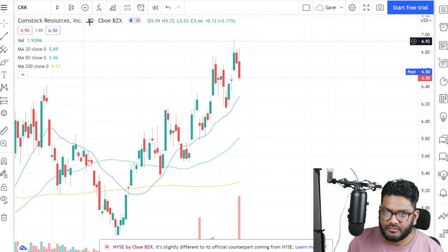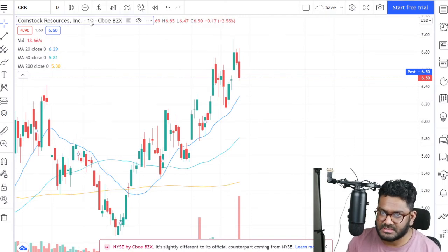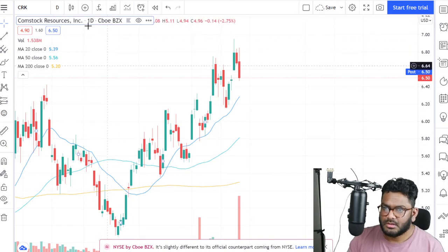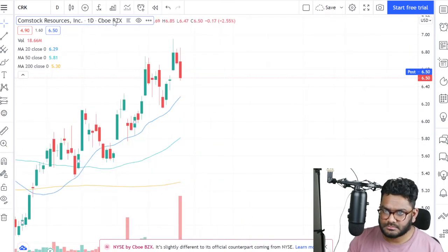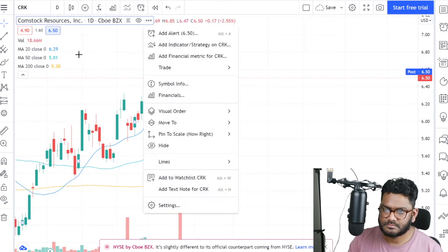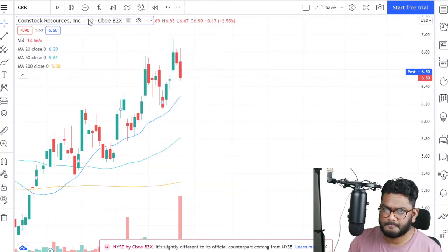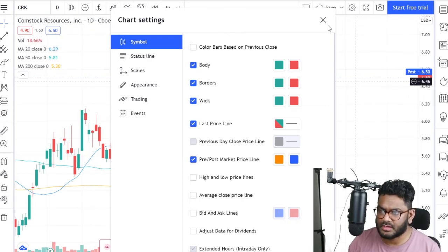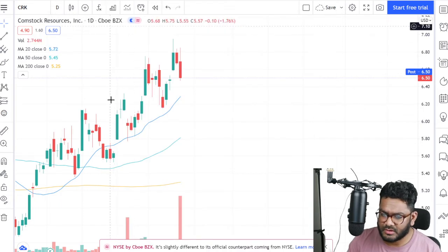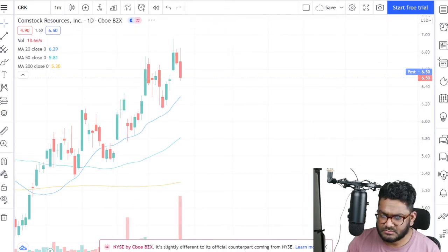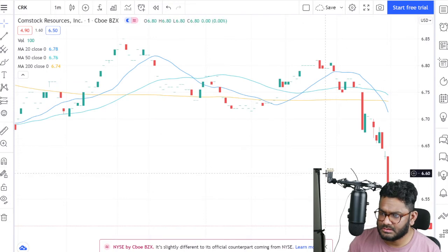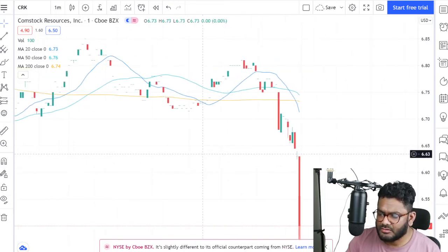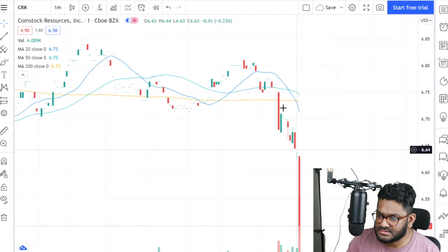If you just quickly change this one to daily basis, come on, man. My things are not working. Okay, fine. This is the daily chart. Right now the price, you can see how it's going down.